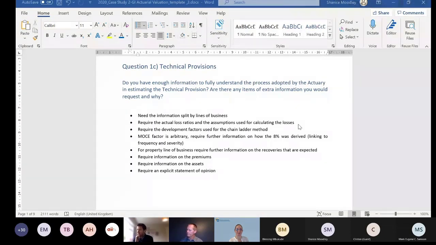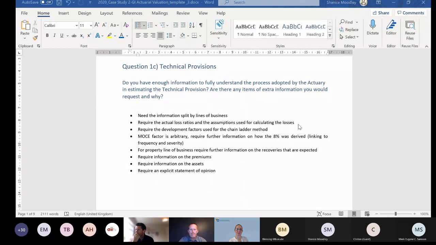In terms of the development factors, we require the actual loss ratios from the information and the assumptions used in calculating the losses. It's not quite clear from the information provided what the actual loss ratios are and the assumptions that have been used to calculate the losses. Then they use the chain ladder method to come up with the IBNR, but we are not seeing the development factors that were used for this method. So these are required. We would want to see that information.